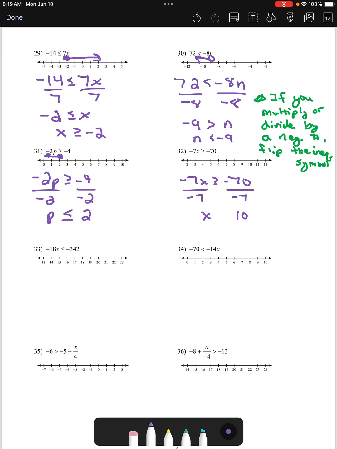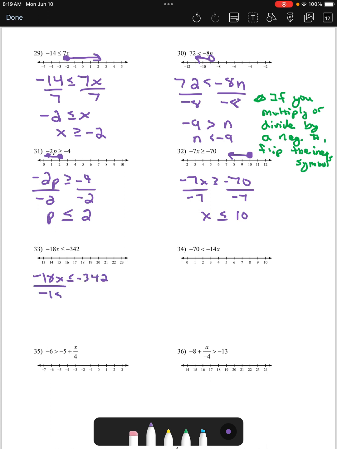And number 32, we'll need to divide both sides by -7. That'll get us x. That'll get us 10. Negative divided by a negative is positive. But we did divide both sides by a negative number. So I have to flip that inequality symbol. Again, it's not because the 70 is negative. It's because the 7 that I'm dividing by is negative. Less than or equal to 10 is a filled-in circle at 10 with an arrow to its left.